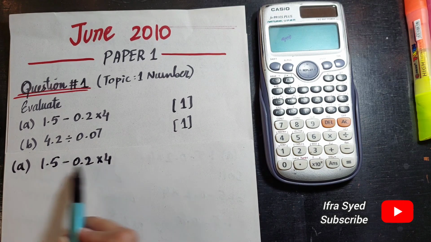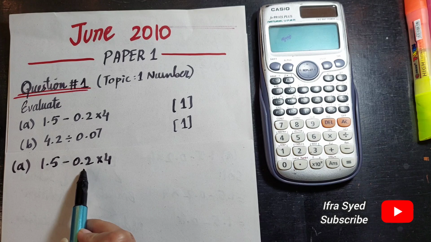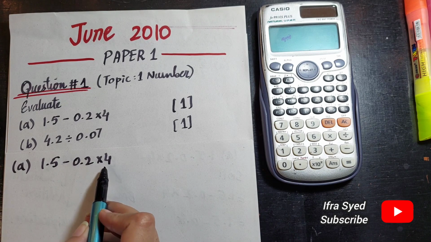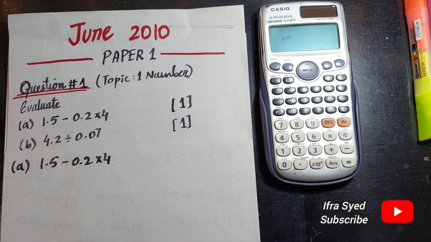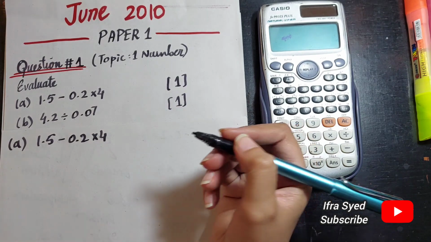So the expression has decimal points in it, 1.5, 0.2. And it has two operations, minus and multiply. So whenever a question has plus, minus, multiply and divide signs in it, we will apply the BODMAS rule to solve these questions. So first of all, we will check what basically the BODMAS rule is. So it's actually BODMAS.